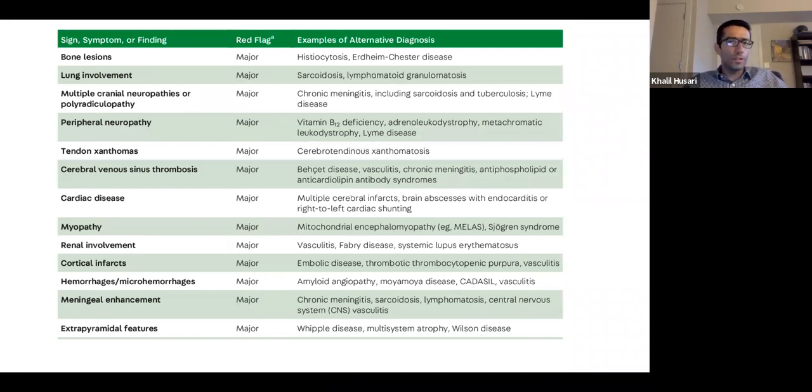If you have any bone lesions, you want to think, is this histiocytosis actually? Lung involvement, so if you have a lot of prominent lung involvement, think of sarcoid. Multiple cranial neuropathies, you think of sarcoidosis, you think of tuberculosis as well, because they love the base and give you basilar meningitis, which affects a lot of cranial nerves. If you have peripheral neuropathy, it's usually very rare, because remember, multiple sclerosis is a CNS demyelination rather than a peripheral demyelination. So you think of adrenoleukodystrophy, metachromatic leukodystrophy, vitamin B12, right?